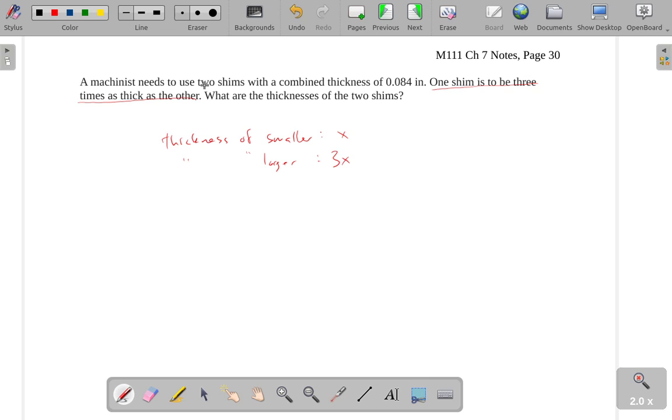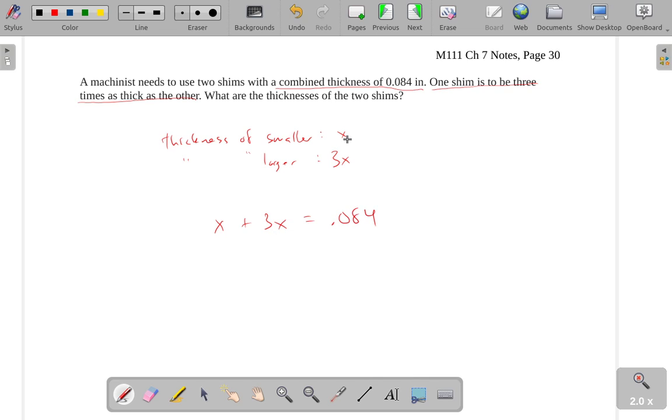So the reason I'm doing this is so that now, when I say the combined thickness of the 2 shims is 0.084 inches, well, the thickness of the first plus the thickness of the second, this is their combined thickness, and it should be equal to 0.084 inches.